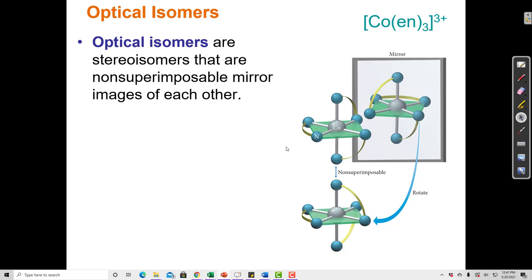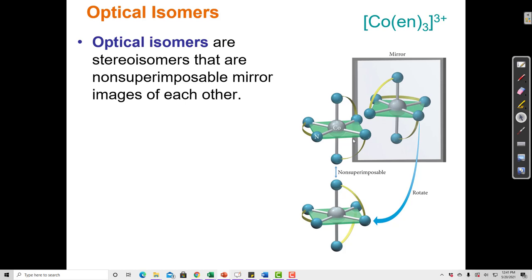The atoms are all the same between the isomers. The bond angles are all the same between the isomers, yet they are two different compounds. So these are optical isomers. These are mirror images, your left hand and your right hand. They are left-handed and right-handed versions of molecules, literally. So they're called optical isomers, and they are stereoisomers that are non-superimposable mirror images of each other.